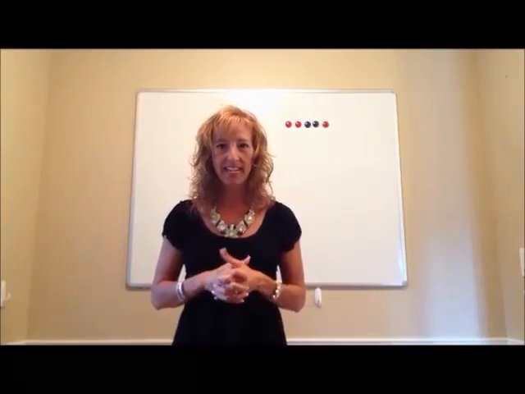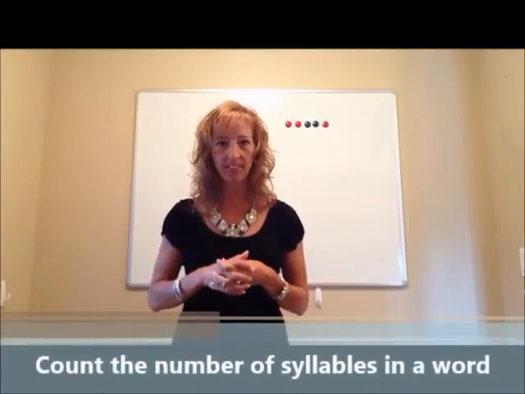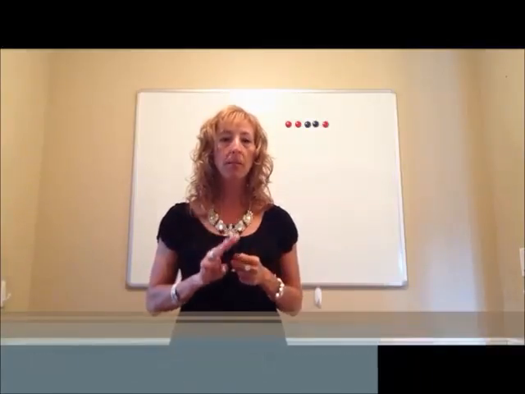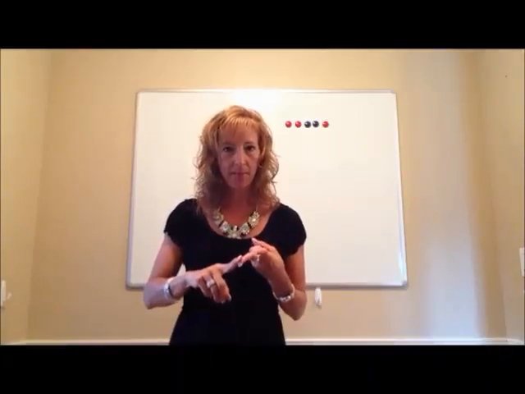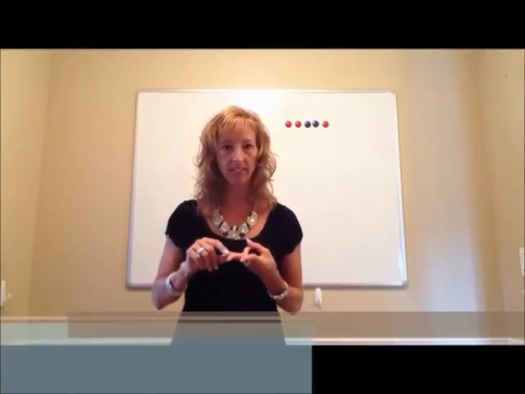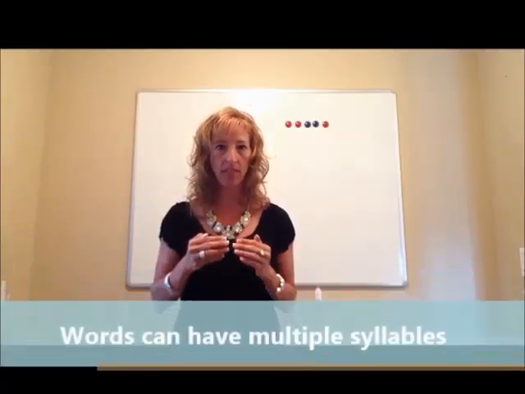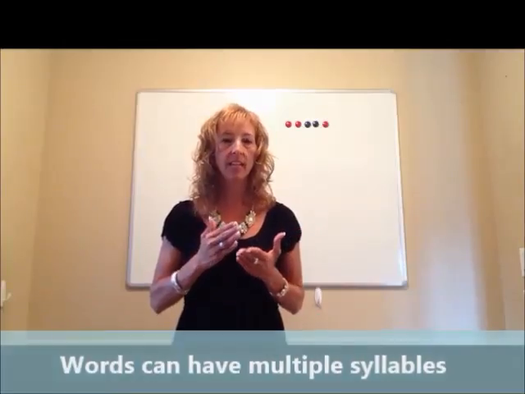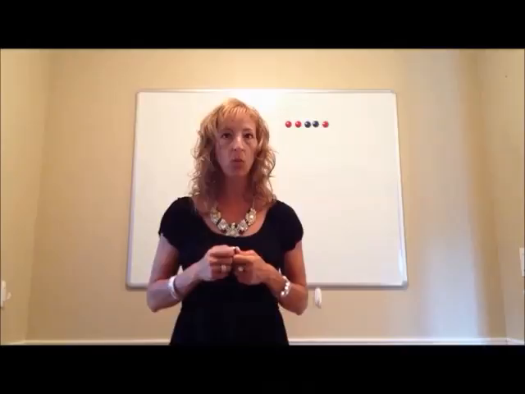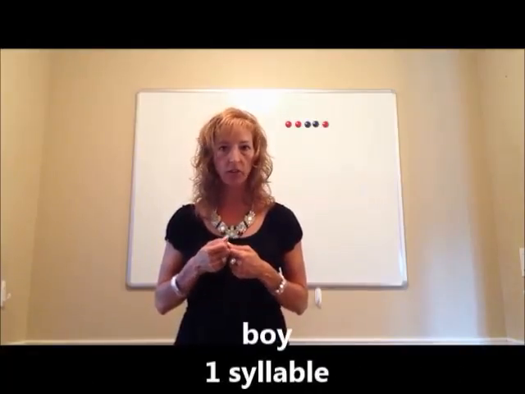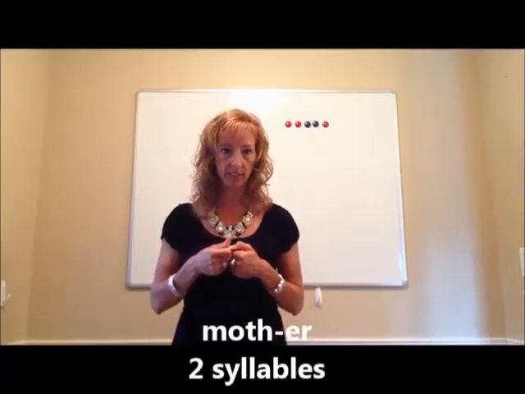Phonological Awareness Routine number 7. In this routine, students will count the number of syllables in a word. There are 3 parts to this routine: saying the word, clapping out the syllables, and then counting the syllables afterwards. Tell students that words can have more than one syllable. For instance, in the word vacation, there are 3 syllables. In the word boy, there is only 1 syllable. And in the word mother, there are 2 syllables.